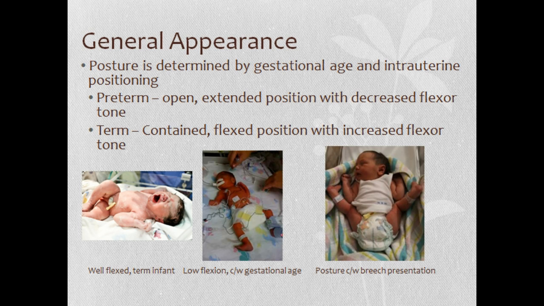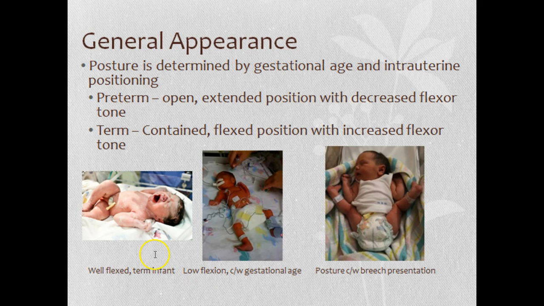So when we're first getting started looking at a baby, we want to take a look at their general appearance. Their posture is determined by their gestational age, and it can also be determined by their intrauterine positioning. With preterm babies, we see that they're more open, have more extended positions, they're not as well flexed. So that's this middle picture here. And then this would be examples of how you could chart it. So low flexion, consistent with gestational age, for example.